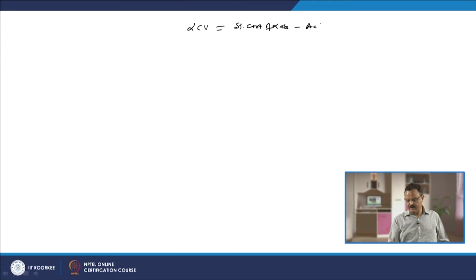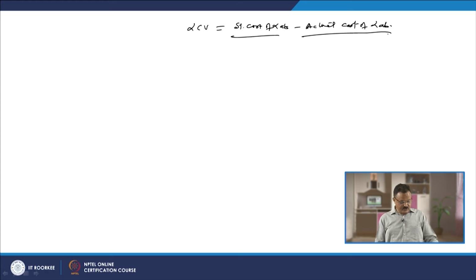Then we have to solve this. So, the first variance we will be calculating is the labor cost variance. Now, for calculating the labor cost variance, what is the formula? Standard cost of labor minus actual cost of labor, right. This is the formula: standard cost of labor minus the actual cost of the labor.